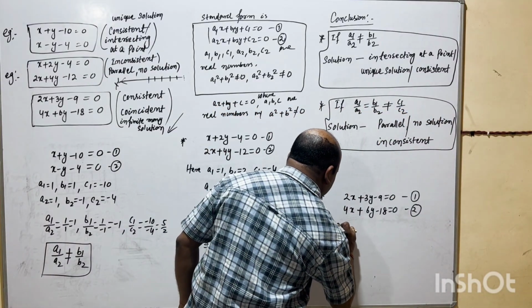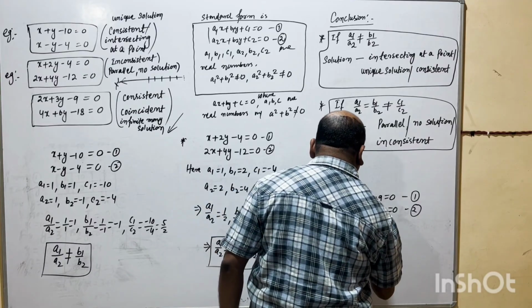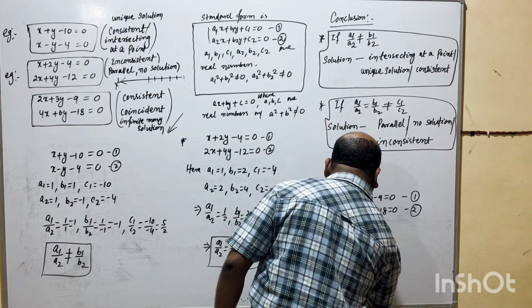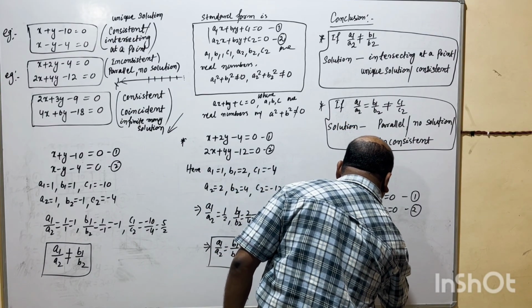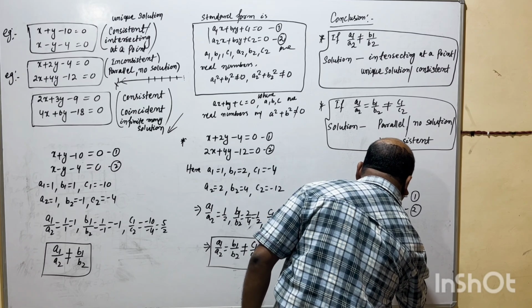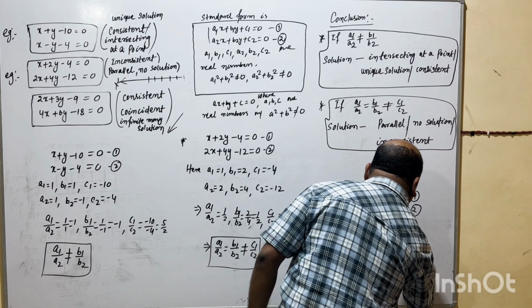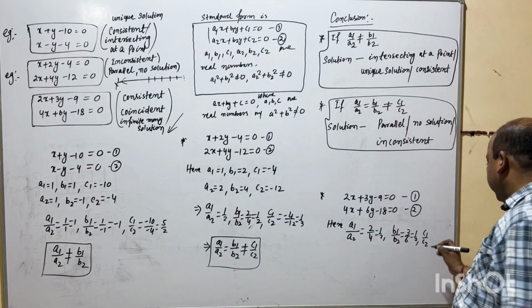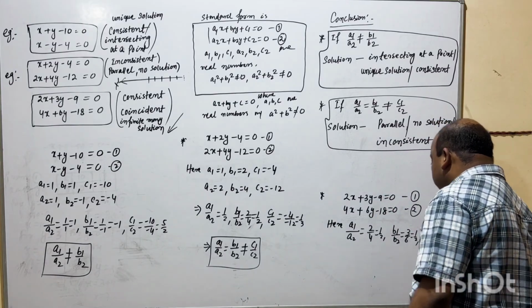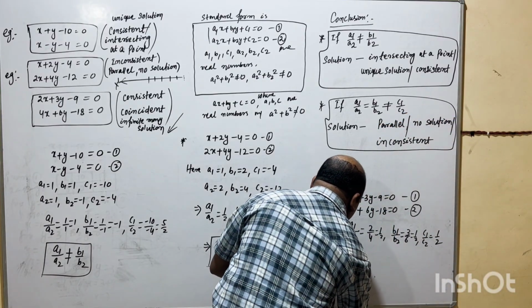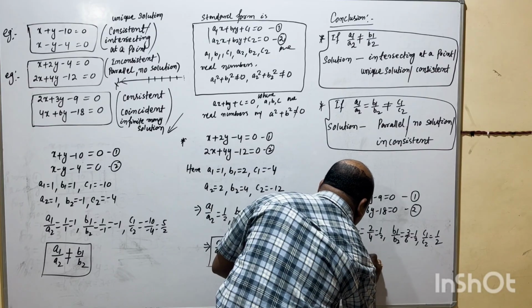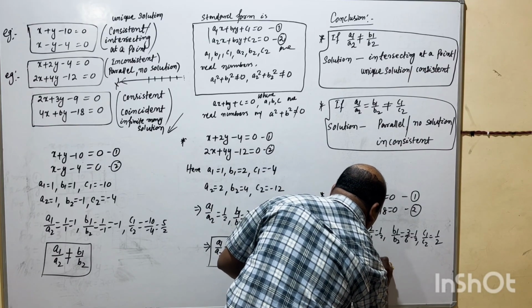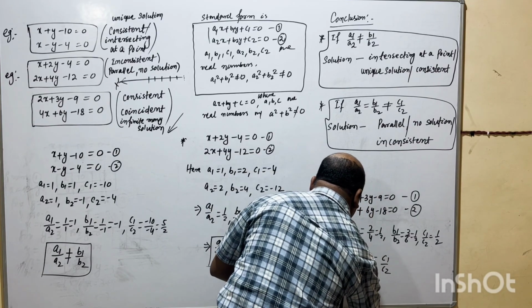So here A1 by A2 is equal to 2 by 4, which is 1 by 2. B1 by B2 is 3 by 6, which is 1 by 2. C1 by C2 is also 1 by 2. So what do you conclude? A1 by A2 is equal to B1 by B2 equal to C1 by C2.